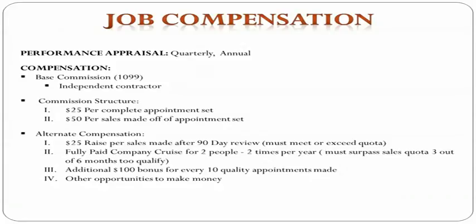So let's talk a little bit about job compensation, right? So performance appraisal, we're going to do a quarterly and annually appraisal. The compensation is a base commission, 1099 form, so that means you're an independent contractor. The commission structure is $25 per completed appointment set. And number two is $50 per sales made off that appointment.